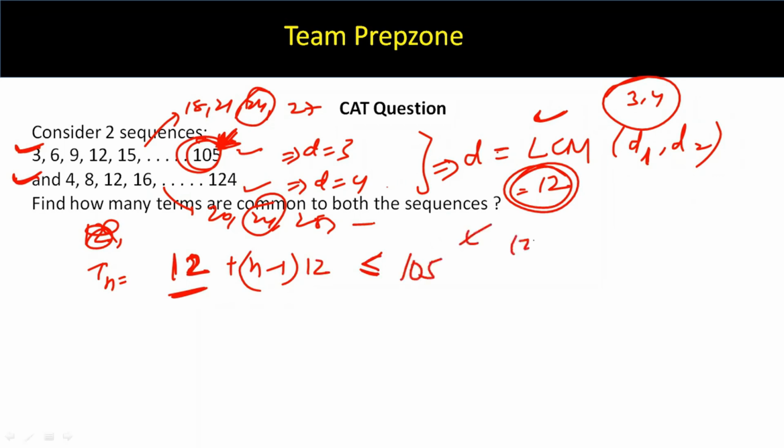यहाँ पे students make a mistake of writing 124 but no, it has to be 105. Why? Because दोनों में से जो सबसे least है वहीं तक जा सकता है, right? Common 105 के बाद तो intersection वैसे भी नहीं है. So this has to be less than equals to 105.